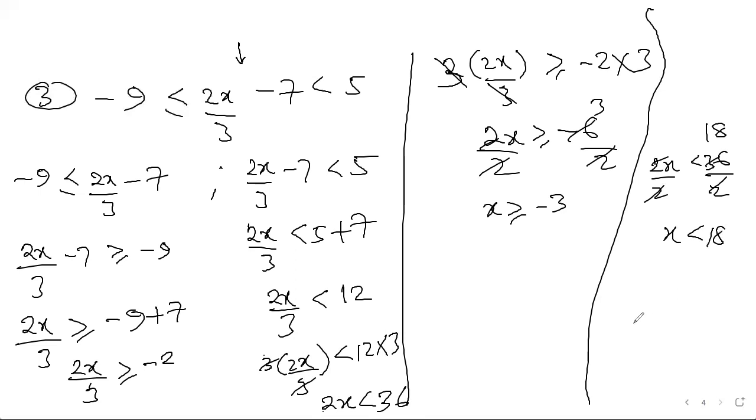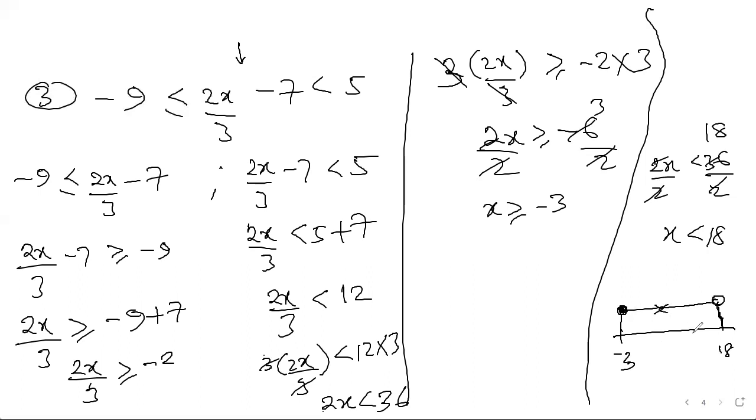Then if I want to represent the solution on the number line, let me just keep breaking down everything. So if this is minus 3 and this is 18, I'll go to minus 3 and draw a circle there. I'm going to shade because there's an equals, then point towards the right. Then I'll go to 18. There is no equal, so I'm not going to shade, and I point to the left. So that's the solution. Okay.